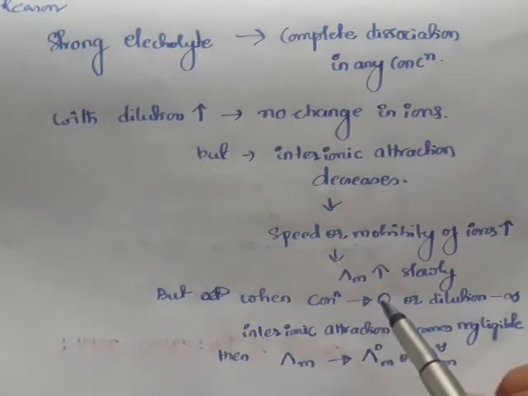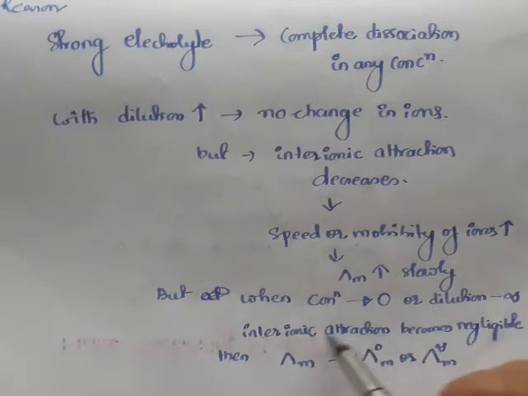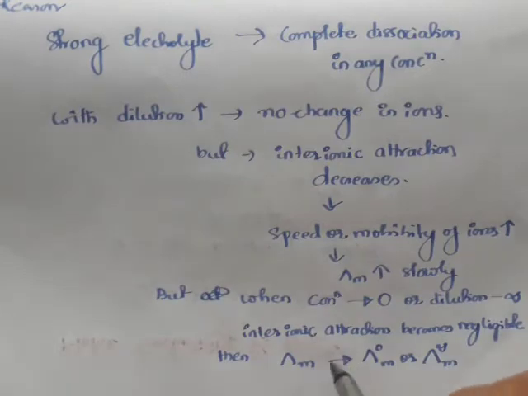But when concentration approaches 0, or dilution becomes infinite, then the inter-ionic attraction becomes negligible. At that time your molar conductivity will reach the limiting value, which is the limiting molar conductivity, or molar conductivity at infinite dilution. This is how molar conductivity varies with concentration: it increases slowly and reaches the limiting value when concentration approaches 0 or dilution becomes infinite.